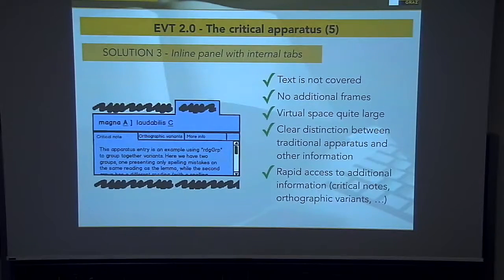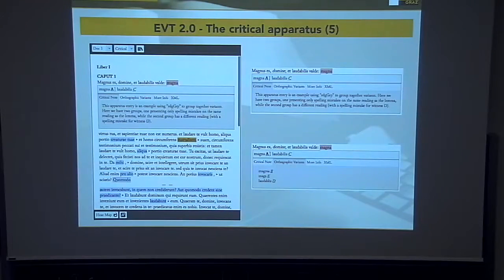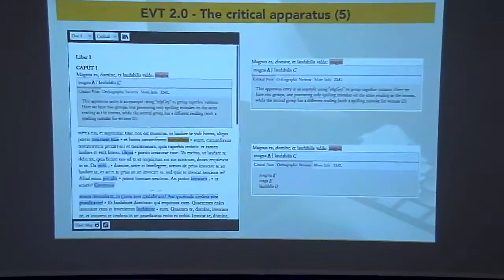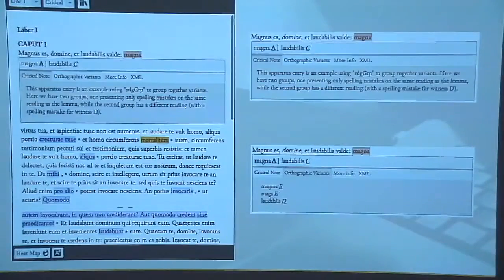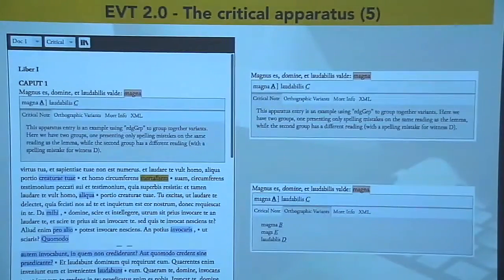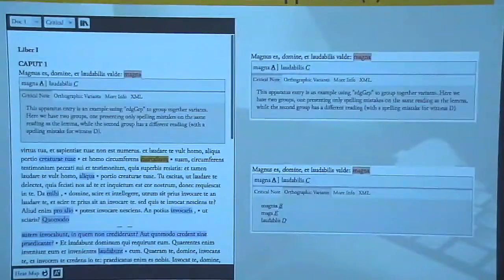On the top, you can see the traditional apparatus composed of the lemma and the significant readings, and under it, all other contents divided into special and proper tabs. Here you can see the effective layout of this apparatus, and as you can see, the text of the critical text is not hidden by the apparatus, and you can access all other contents just by clicking on the tab header.